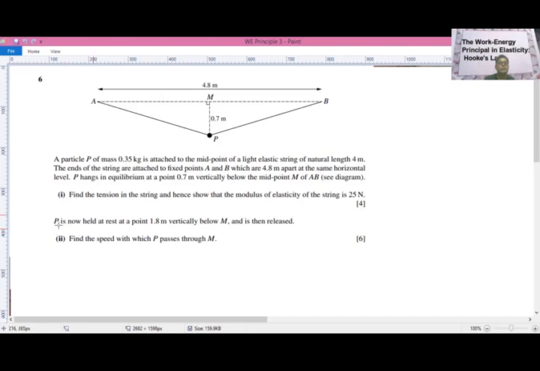Now let's talk about the other part of this question. It says that P is now held at a point 1.8 meter vertically below M, that means somewhere here vertically below M, and is then released. Find the speed with which P passes through M. So in this situation you have to find the speed of the particle at position M. Here we apply the work energy principle that we have learned.